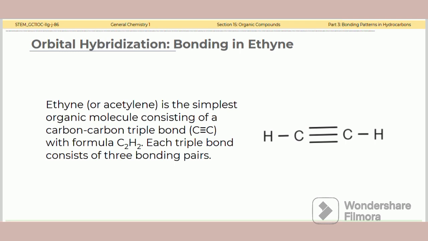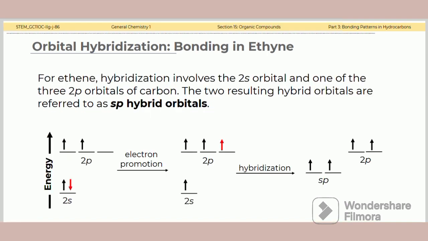Following, we have orbital hybridization of bonding in ethyne. Ethyne, or acetylene, is the simplest organic molecule consisting of a carbon-carbon triple bond, with the formula C2H2. Each triple bond consists of three bonding pairs. For ethyne, hybridization involves a 2s orbital and one of the three 2p orbitals of carbon. The two resulting hybrid orbitals are referred to as sp hybrid orbitals.